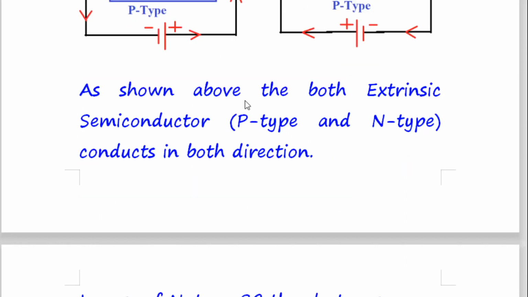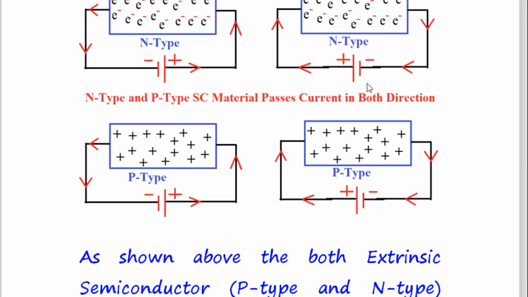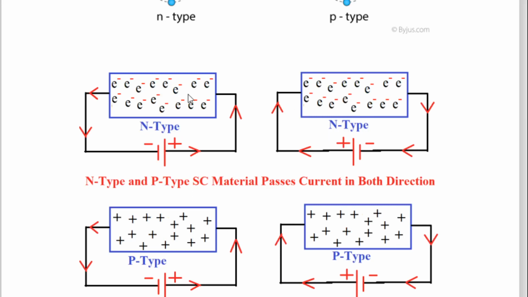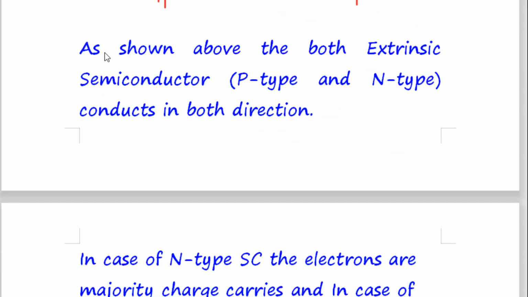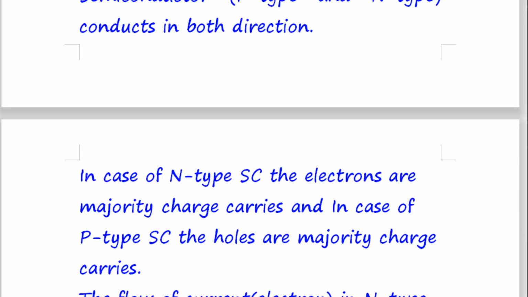So here see, as shown above, both extrinsic semiconductors, p-type and n-type, conduct in both directions. So if you reverse the battery, current will go in the other direction also, because when we combine p-type to n-type in the next lecture, the formation of a p-n junction diode takes place, and it will not allow the current to flow in reverse direction. Therefore this is important: as shown above, both extrinsic semiconductor materials, p-type and n-type, conduct in both directions.